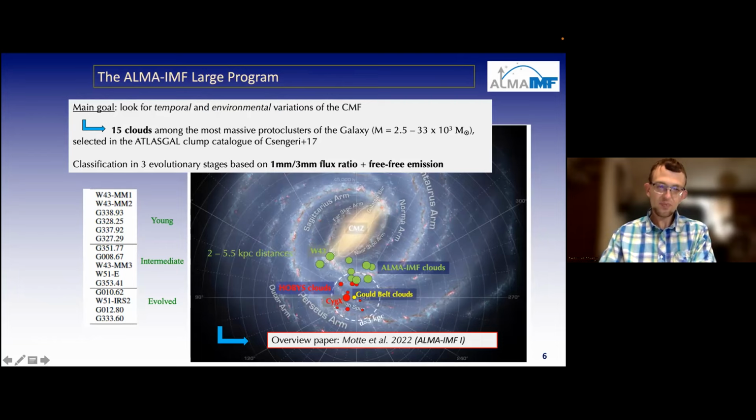And for the temporal aspect, the clouds have been classified in 3 categories, from young to evolved, based on the 1 kilometer flux ratio and on free-free emission. If you want more information, you can have a look at the first ALMA IMF paper led by Frederick Motte. In the next part of my talk, I will talk more specifically about 3 regions in W43, which is located at the tip of the bar, at 5.5 kiloparsec.